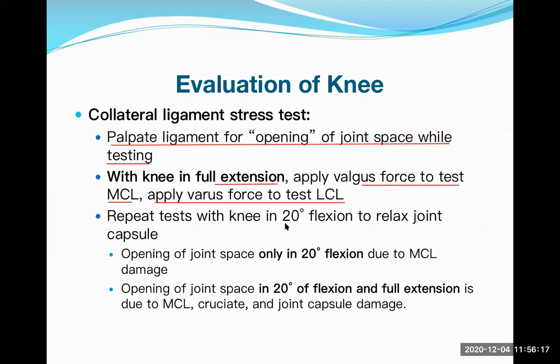Repeat the test with the knee in 20 degree flexion to relax the joint capsule. Repeat the test again when we flex the knee to 20 degrees.